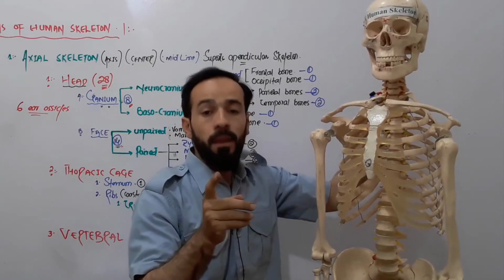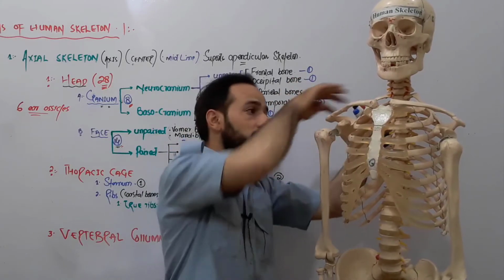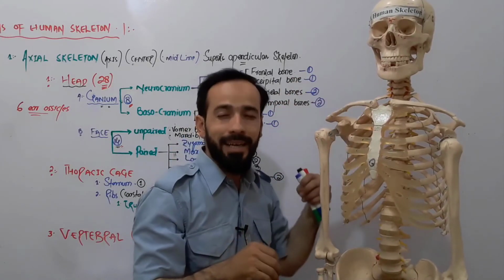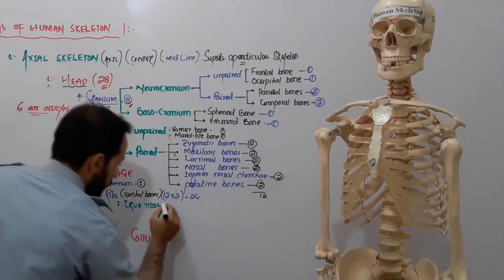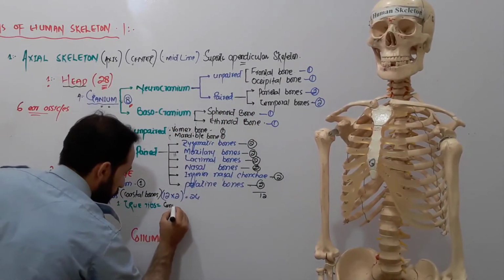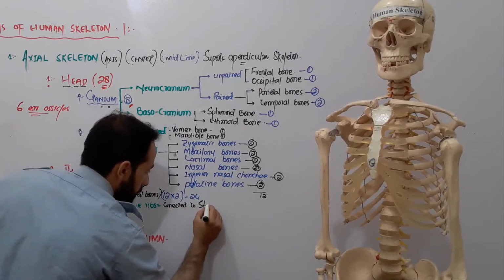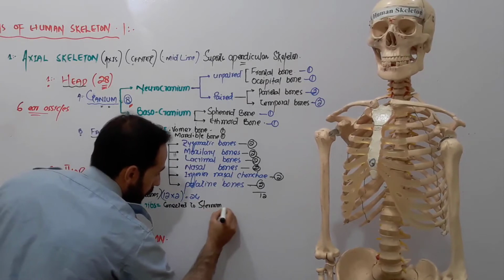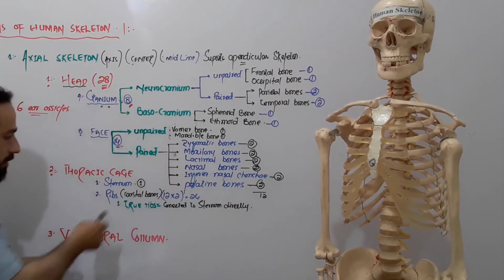What are true ribs? Once again, listen, my dear friends. Those ribs which are connected to the sternum as well as to your vertebral column directly, those are called true ribs, right? So let me write here, they are connected to sternum directly, right? These are called true ribs.